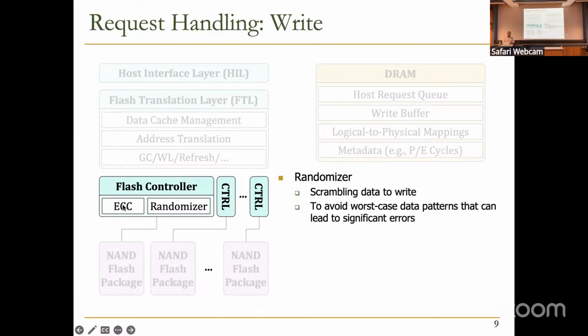Another important operation in the flash controller is doing ECC and randomization. ECC, I think you know about it. Whenever we want to write, we code our data with some ECC, and that can be used when you are reading back the data to make sure that you can fix the errors.